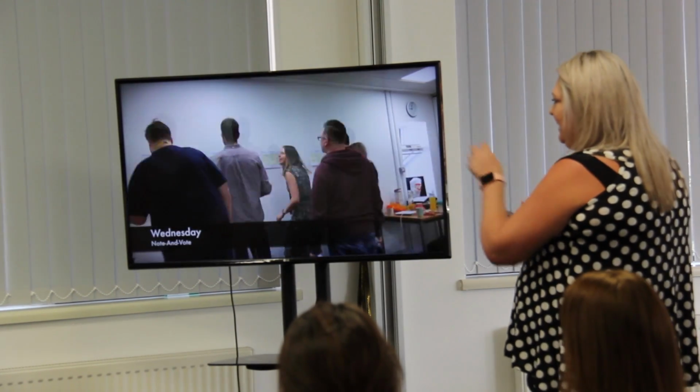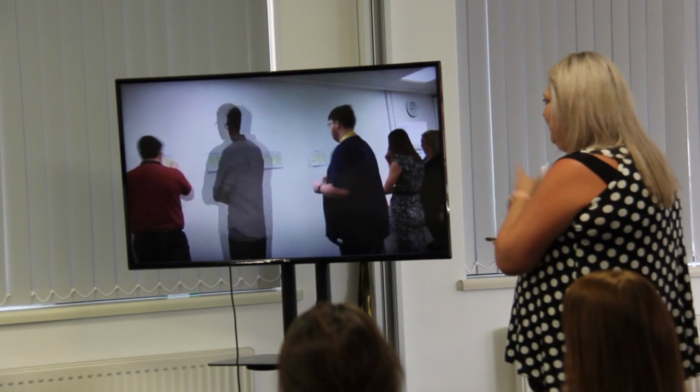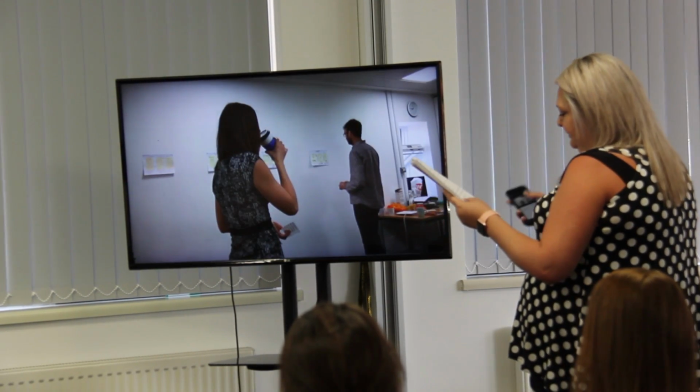So we all had little sticky dots, and we went along, and for each of the designs, the particular elements of it that we liked, we'd put a little sticky dot next to it to pull those out.